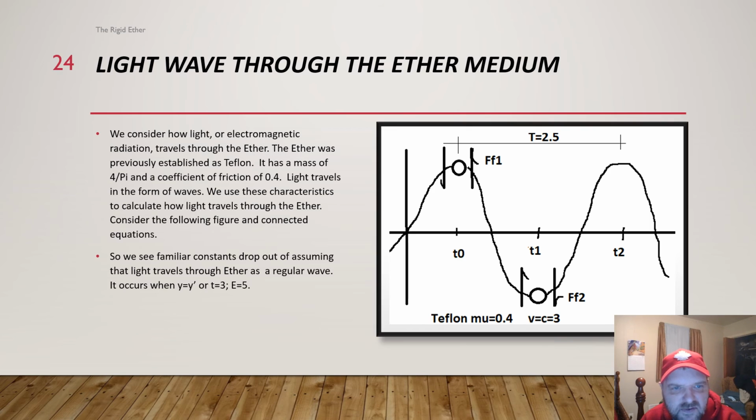Light travels in the form of waves. We use these characteristics to calculate how light travels through the ether. Consider the following figure and connected equations. So we see familiar constants drop out, assuming that light travels through ether as a regular wave.